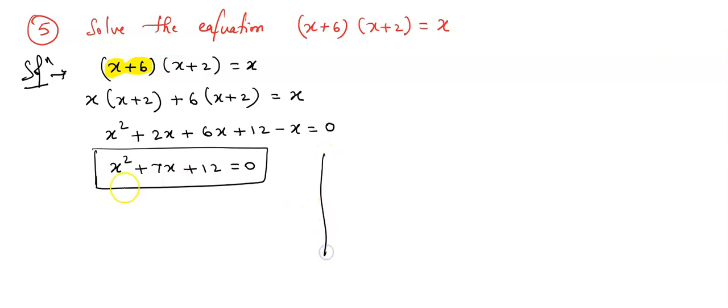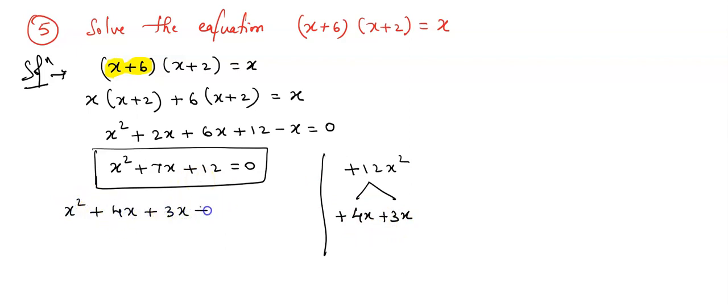Then put working column, multiply first term with last term. X square into 12 is plus 12x square. In which tables do we get 12 as the answer? Okay, 4 3s are 12. X, x, middle term is plus, so for 4 I will put plus, plus into plus is plus, plus into plus plus, 4 3s are 12, x into x, x square, 4 plus 3 is 7x. First term as it is, x square plus 4x plus 3x plus 12 is equals to 0.